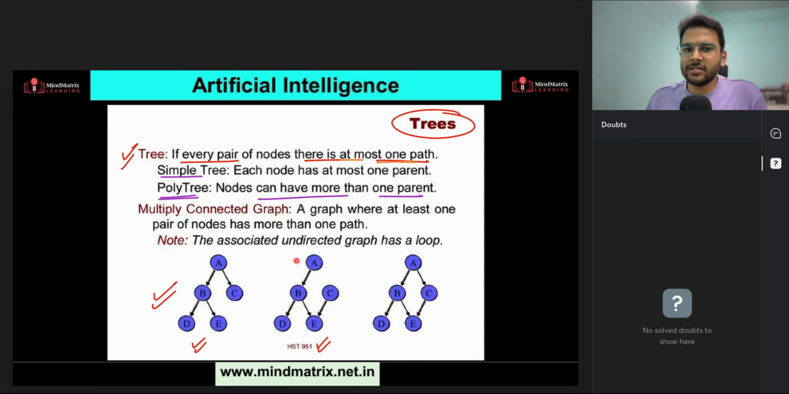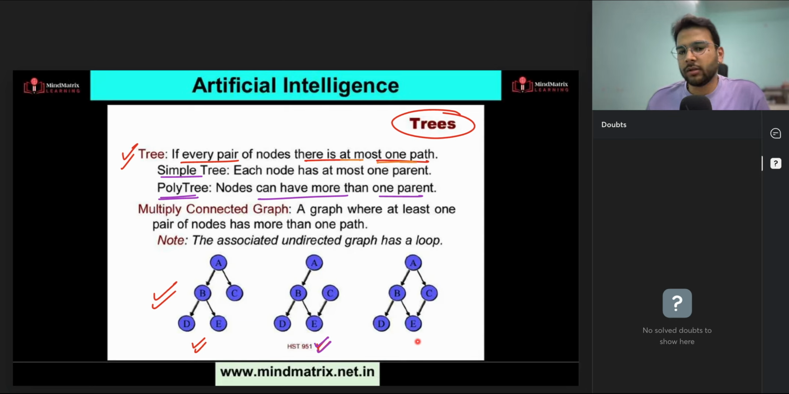So let's consider every pair of nodes, A and B. Can I say there is maximum one path? Yes. A and C, there is zero path. No worries, because we are talking about at most one. Similarly, A and D. Can I say there is maximum one path between A and D? Yes. What about A and E? Yes. What about B and E? Yes. C and E? Yes. B and D? Yes. So can I say this is also a tree? Yes or no? Yes, it is a tree.